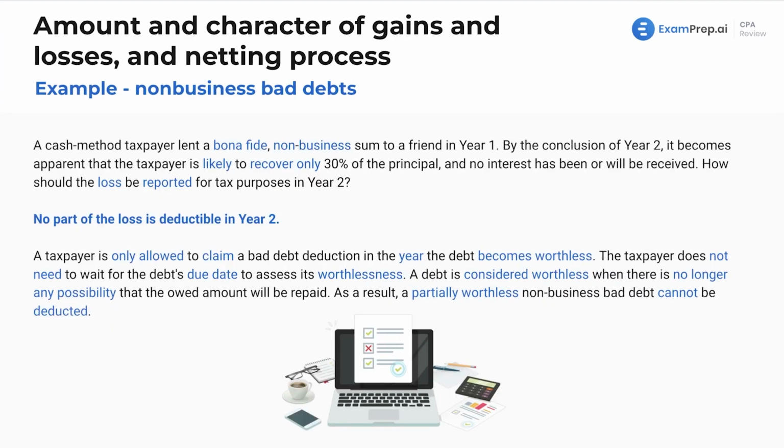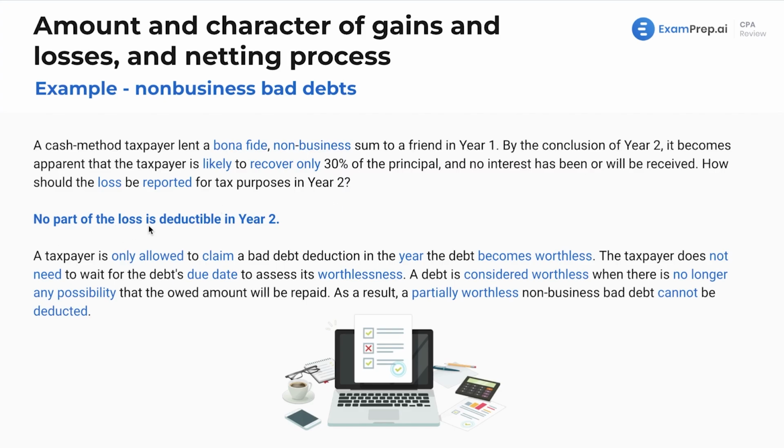We've got an example here for non-business bad debts. A cash method taxpayer lent a bona fide non-business sum to a friend in year 1. By the conclusion of year 2, it becomes apparent the taxpayer is likely to recover only 30% of the principal and no interest has been or will be received. How should the loss be reported for tax purposes in year 2? Great question, I'm glad you asked.